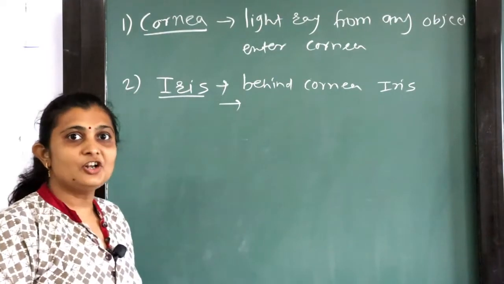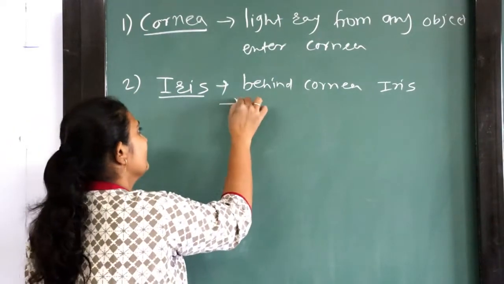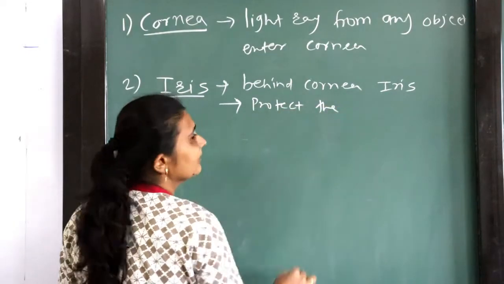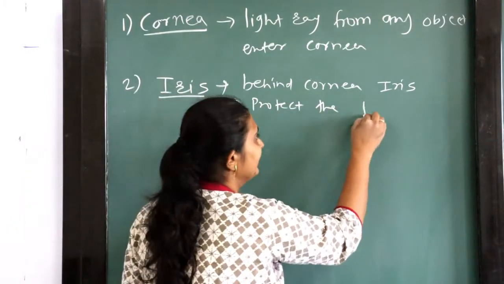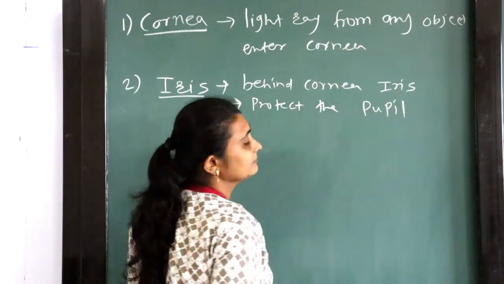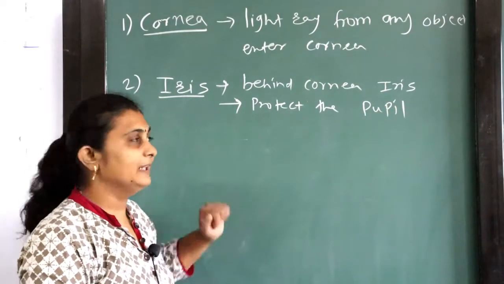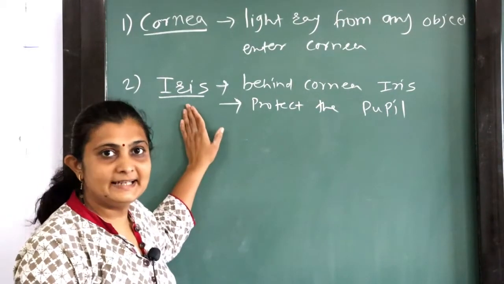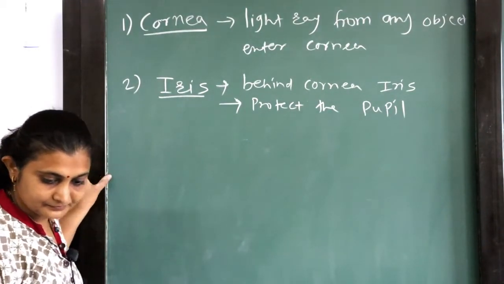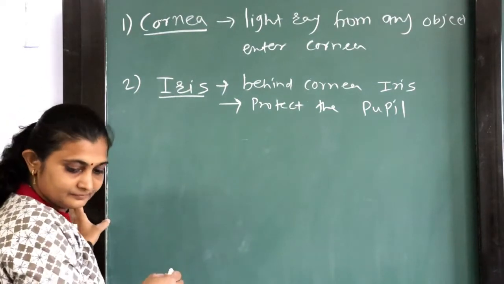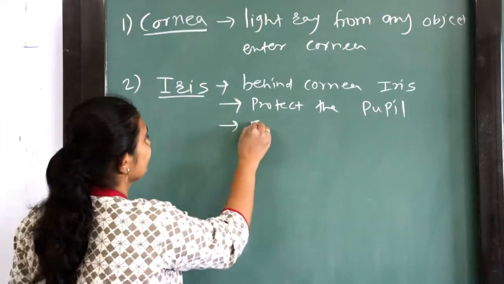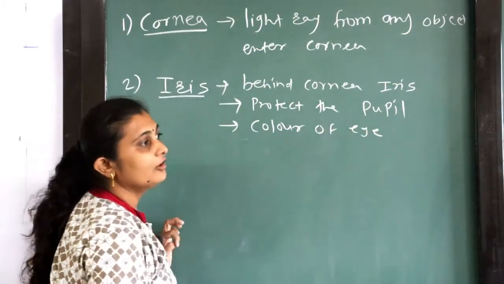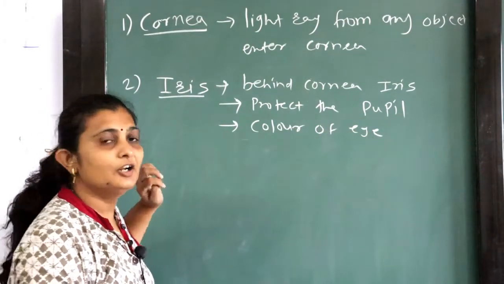Now, what is the function of the iris? It protects the pupil and adjusts the size of the pupil. This is the function of the iris. The color of the eye is due to the color of the iris.